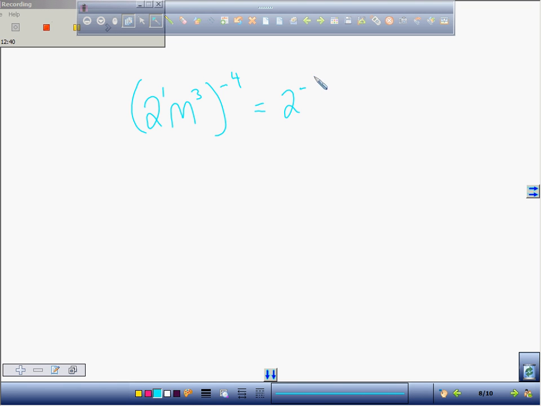So it's 2 to the negative 4th m to the negative 12, which can be read... I don't know why I threw this one. I should have looked at my notes. But 1 over 2 to the 4th m to the 12, which might be better as 2 times 2 times 2, which is 1 over 16, and 2 times 2 times 2 times 2, like that. That would be your best answer for that.